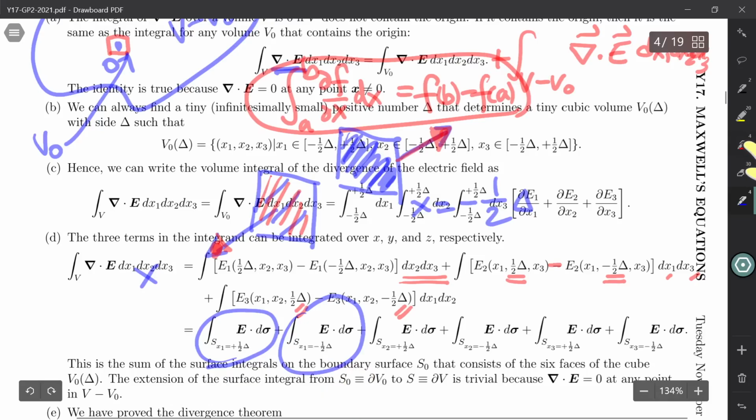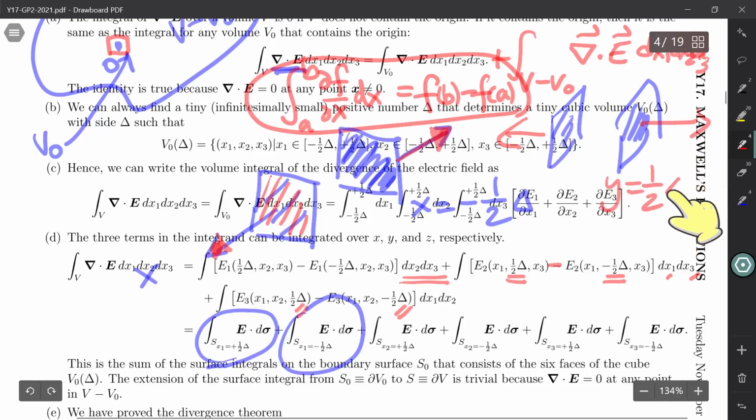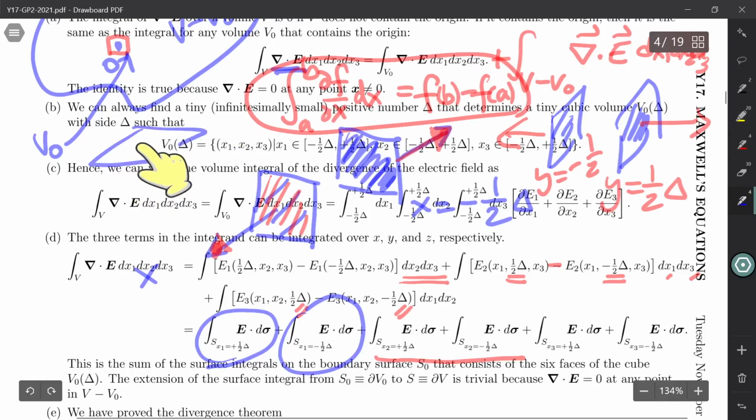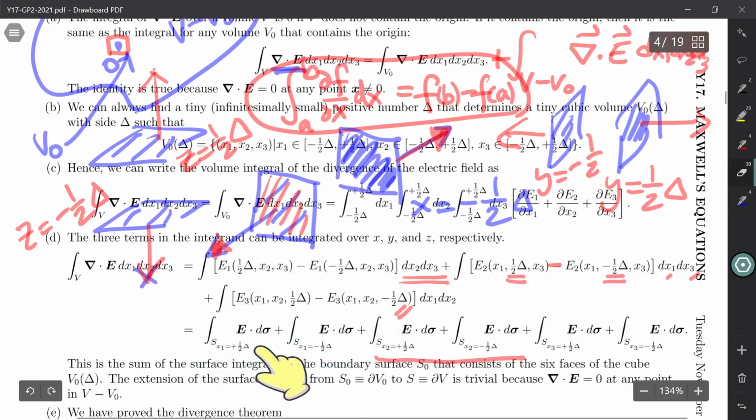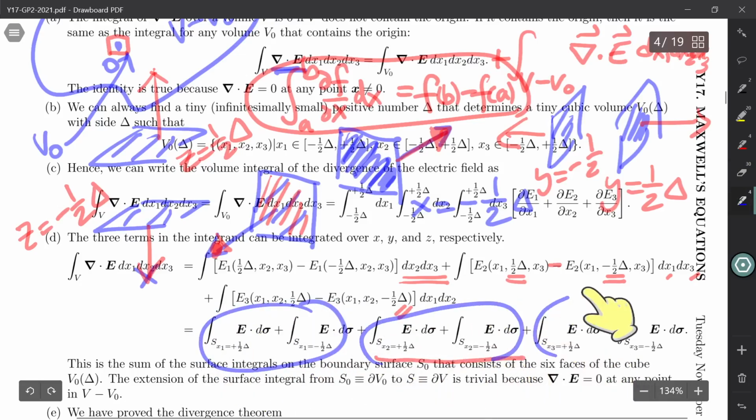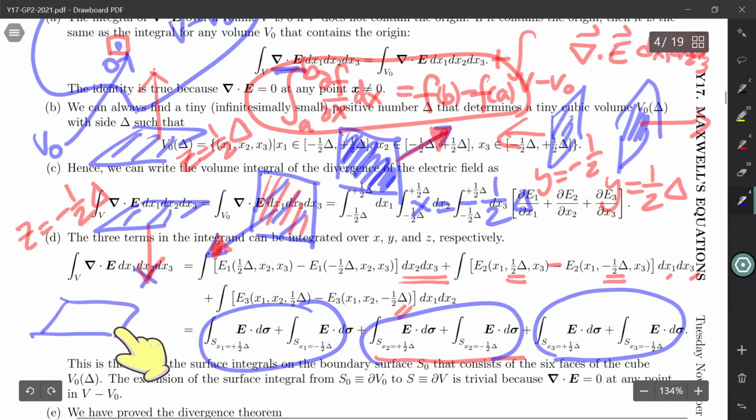In a similar manner, in the y direction, we have positive and negative: y equals 1/2 delta and y equals minus 1/2 delta. The third pair is the z direction: z equals 1/2 delta, and the opposite direction at z equals minus 1/2 delta. So these six terms contribute to the surface integral parallel to the x-axis, the y-axis, and the z-axis. These six faces are the surface of the cube, and each surface element has the direction like that.